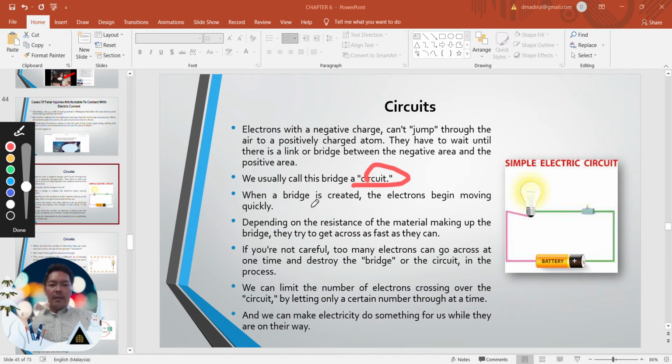When a bridge is created, the electrons begin moving quickly. Depending on the resistance of the materials making up the bridge, they try to get across as fast as they can. So if you are not careful, too many electrons can go across at one time and destroy the bridge, or the circuit, in the process. So we need to limit the number of electrons crossing over the circuit by letting only a certain number through at a time. And we can make electricity do something for us while they are on their way.